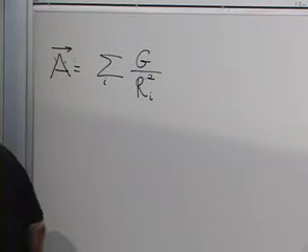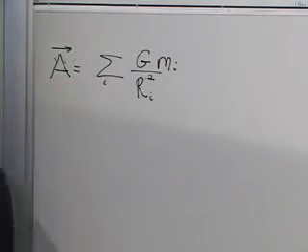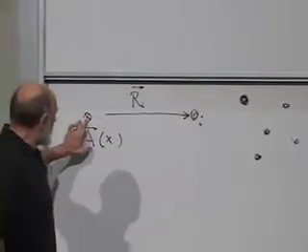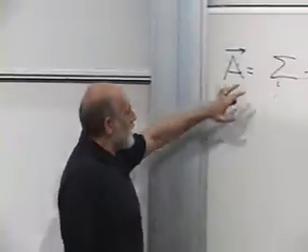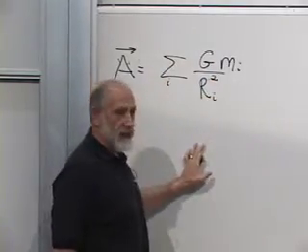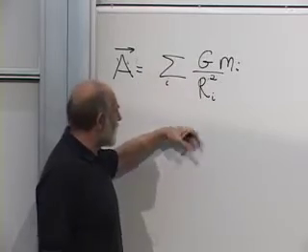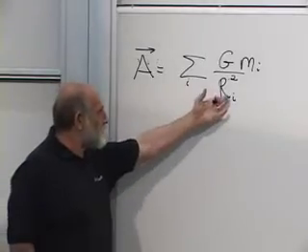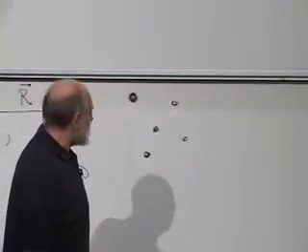And what else? It depends on the mass of the ith particle. Right? Each particle has a mass. The acceleration on this particle due to the ith particle is proportional to the mass. It's proportional to G, and it's divided by r sub i squared. But none of the things that are written here are vectors. G is a number, m is a number, and r is the length of a vector. Its square is just a number. There's no vectors on the right-hand side, so there's got to be something wrong with this equation.